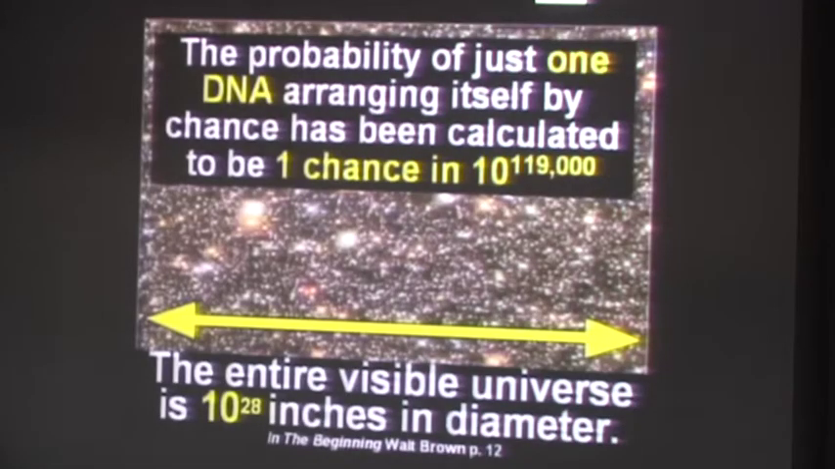The probability of one DNA happening by chance has been calculated to be 1 in 10 to the 119,000th power. That's a big number when you figure the entire visible universe is about 10 to the 28th inches in diameter. DNA has not proven anything that would help the evolution theory. It has made the problem much, much, much worse. But let's just assume that the chromosome number means something, and that, you know, it could evolve.